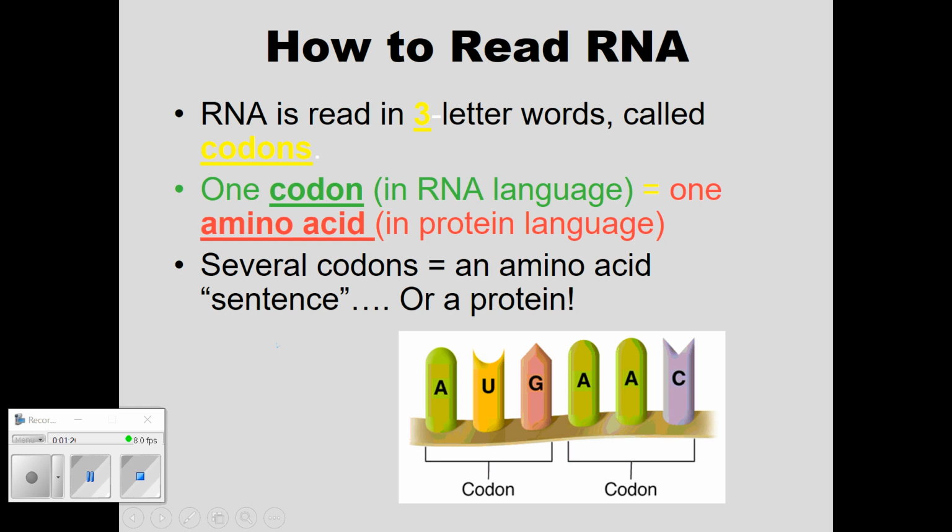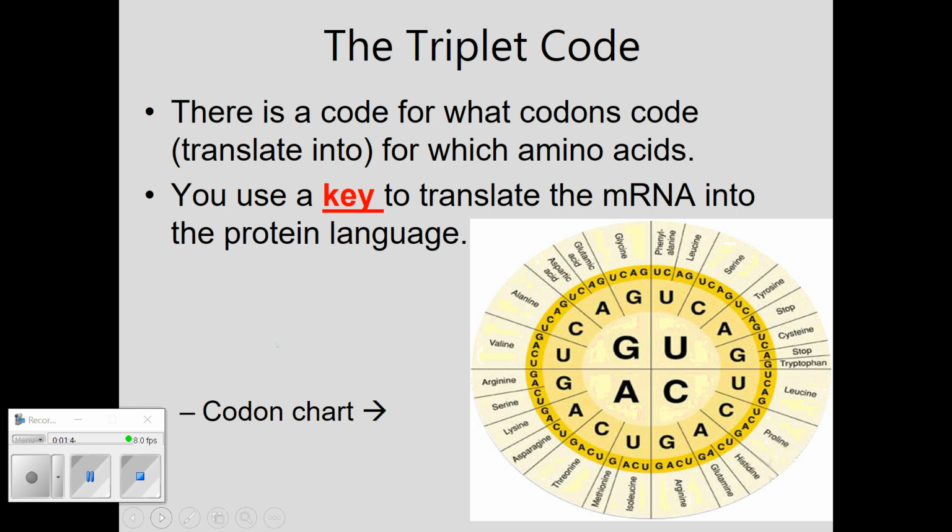How do we read RNA? RNA is read in a three-letter word called a codon. One codon in RNA language equals one amino acid in protein language. Therefore, several codons are going to equal several amino acids joined together, which is going to be a protein. Now, there's a code that we use in order to read these codons. A codon is going to be translated into an amino acid. So there are several ways in which we can translate the key from messenger RNA to the protein language.